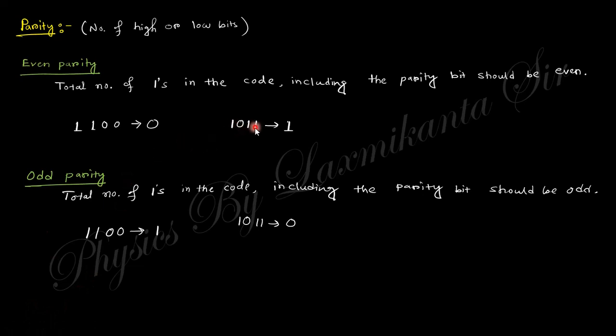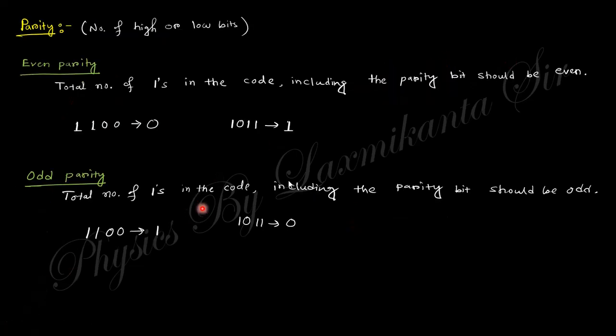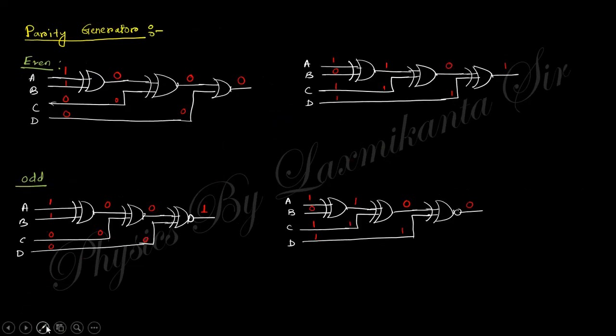For the next example, 1011, the even parity is 1. So 1011. 10 gives output 1, and this one gives 0, and this 0 with the 1 gives 1. So we obtain this result. Okay, so this XOR gate generates the parity. So this is the parity generator circuit.